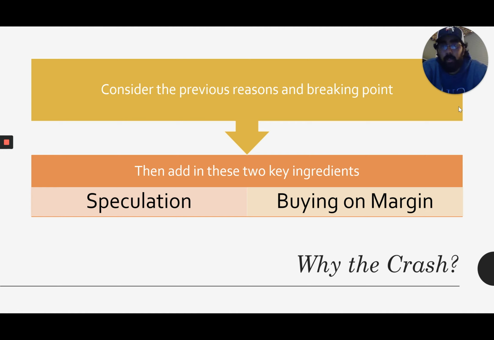So why the crash, right? Consider the previous reasons in the breaking point. Consider speculation, consider people aren't buying as much, consider the failing credit system, which we see will fail. Consider the fact that, again, there's a disparity in income. And then add in speculation and buying on margin. These are two critical concepts.